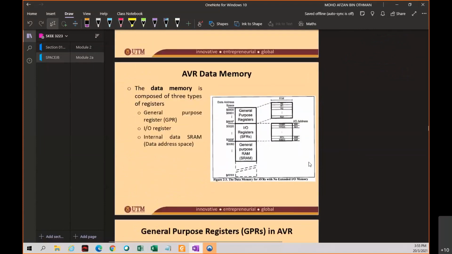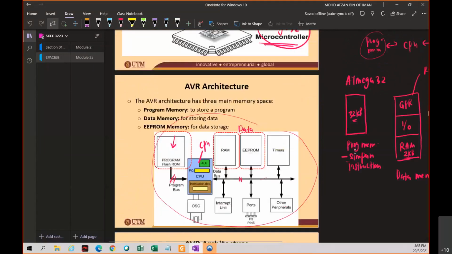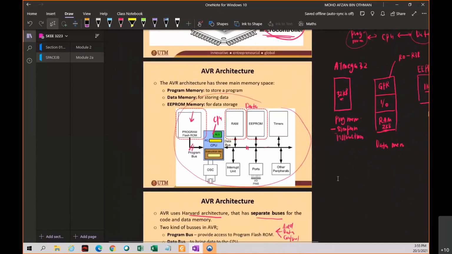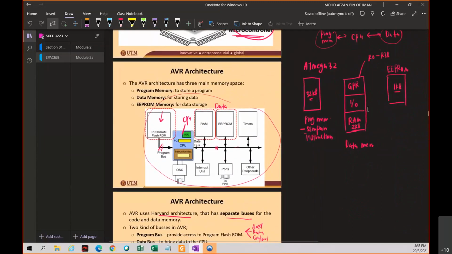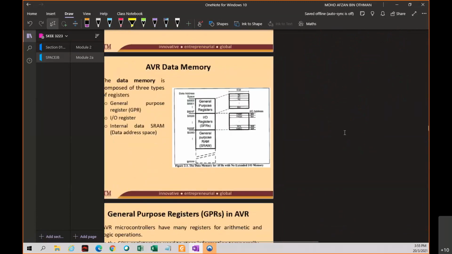Okay, now we're going to look at the data memory. Data memory yang ni lah, yang tengah-tengah ni. This is the data memory. Yang ni kita boleh bahagikan dia kepada 3 bahagian, GPR, IO dengan RAM. Okay, so now we're going to look at that.